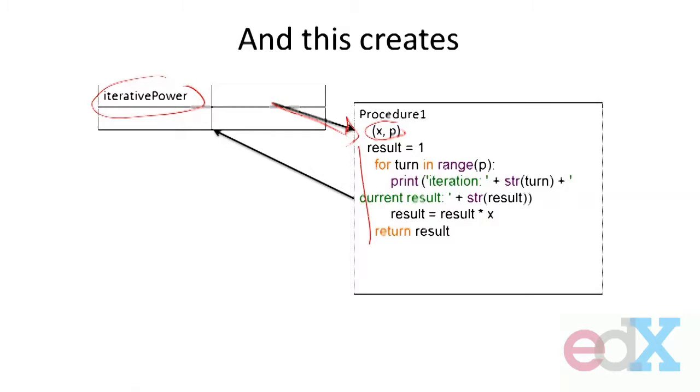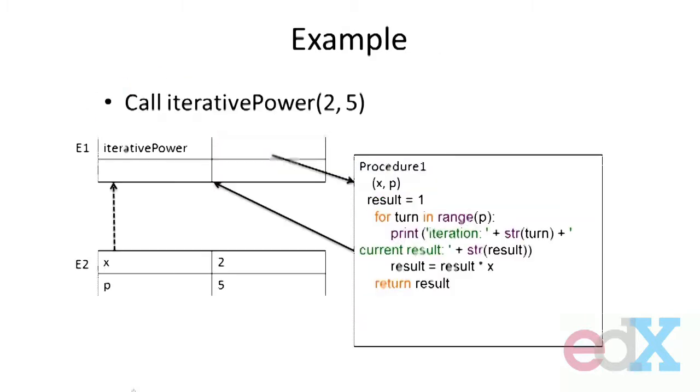I also have an environment pointer that points back to the environment in which I did the definition, which we know we're going to use. If I now call iterative power with 2 and 5, what do we say happens? We get, first of all, the value of this expression, iterative power. It points to that. It's a procedure object. I get the values of each of these expressions with respect to this environment. Numbers are always numbers, so it's just 2 and 5.